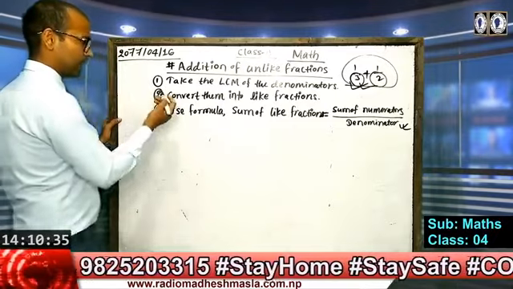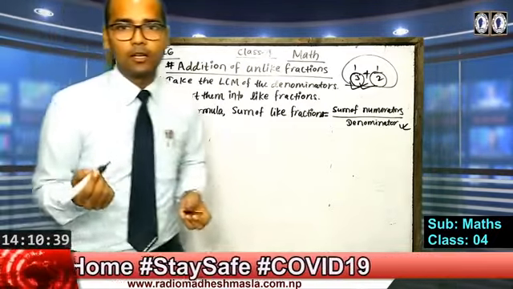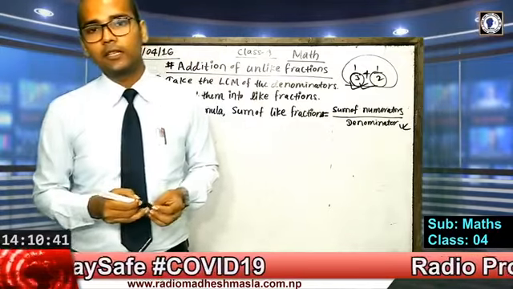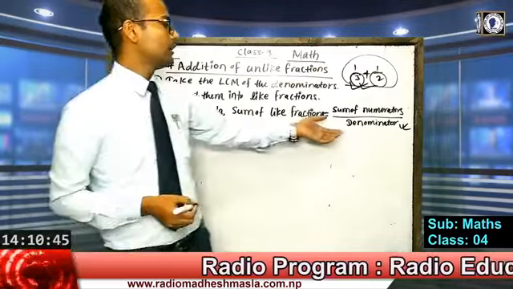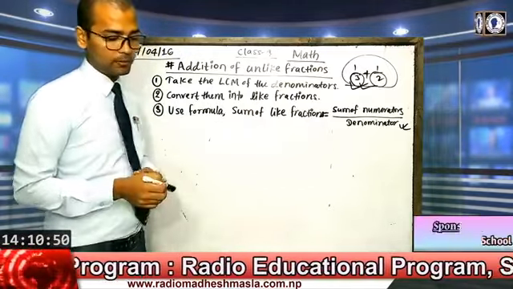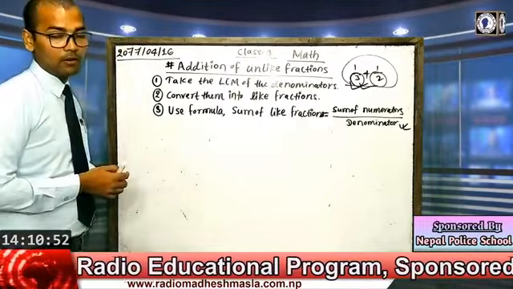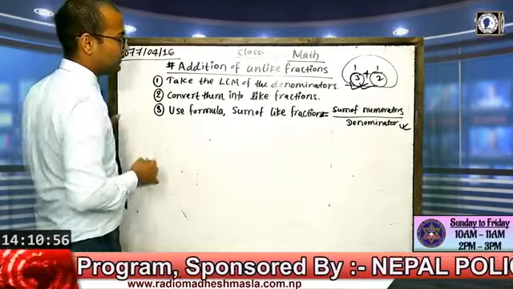Here we can say that we should convert the given fractions into like fractions first, then apply the formula for the sum of like fractions. So suppose we take some examples of addition of unlike fractions.